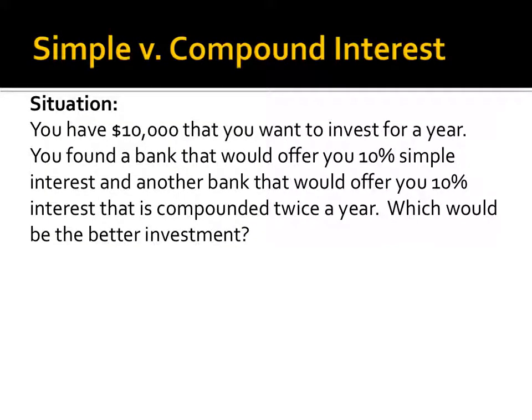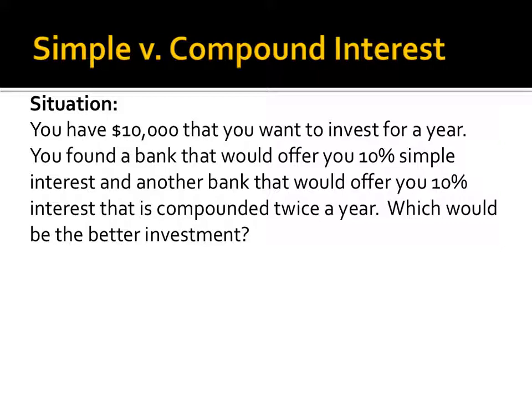So here's the situation. You have $10,000. You want to invest for a year, and you found a bank that would offer you 10% simple interest. But there's another bank that would offer you 10% interest that is compounded twice a year. Which of these do you think would be a better investment? Think about this a little bit. If you need to, go ahead and pause this, maybe think and see if you can figure it out.